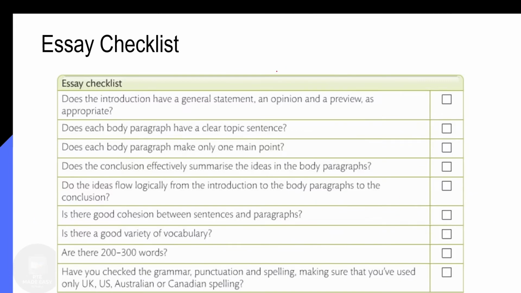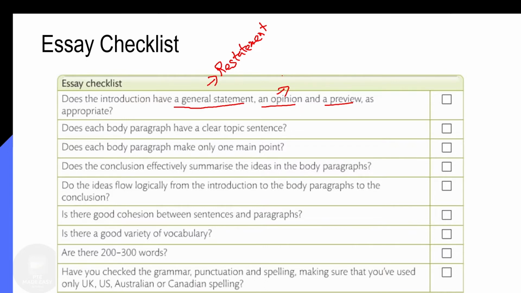This is the essay checklist that you should always check your essay against. It tells you what to do when you have to write an introduction. An introduction must have a general statement, an opinion, and a preview. A general statement is normally a restatement of the question. So that's what we will learn. Our first sentence will start in a way that allows you to restate the question itself. It needs to contain an opinion.